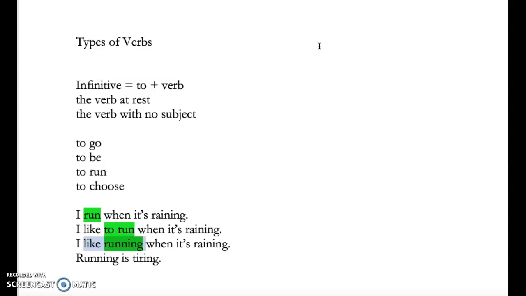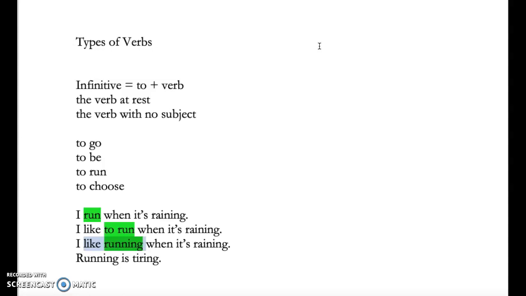But in English, we don't tend to change the end of the verb. Instead, we string a whole lot of verbs together. So it's possible to have a subject with multiple verbs, and that can make it more difficult to identify the verb. So the first concept I want you to understand is the infinitive.